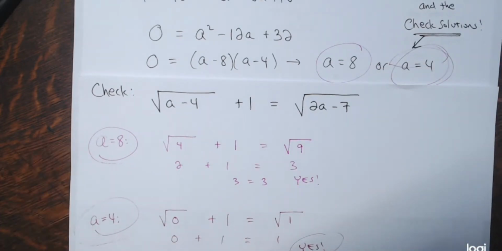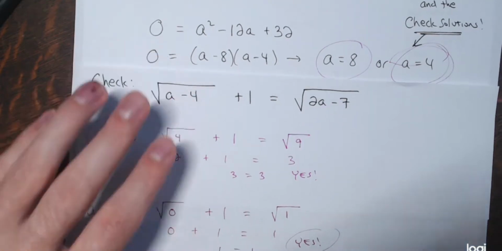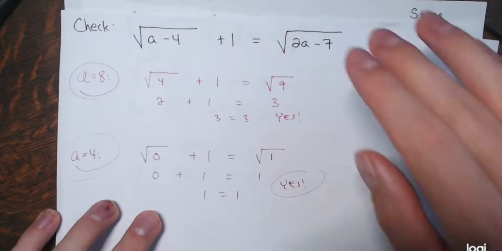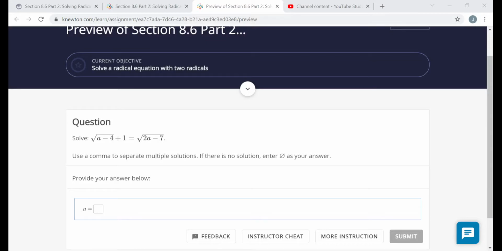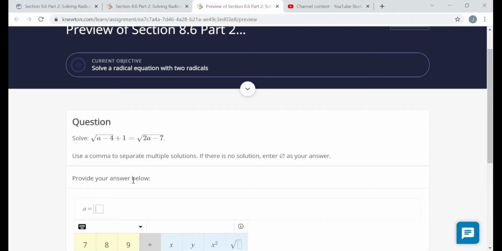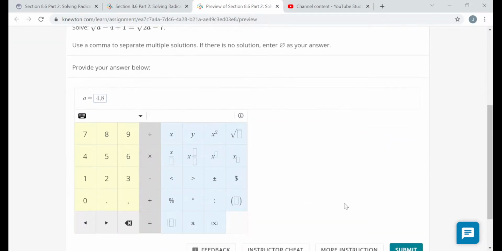Now sometimes they don't, right? Sometimes they don't, and you've seen that in other videos. In section 8.6 part 1, you saw some radical equations that had extraneous solutions. So just be careful. Please be sure to check your solutions back in the original equation. So there are multiple solutions, and they asked us to separate those by commas. So 4 comma 8, right? 4 and 8 both work here.